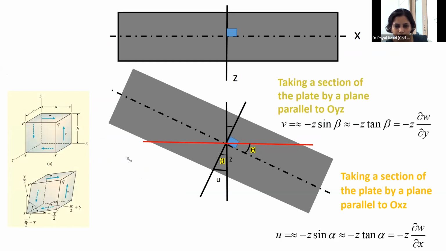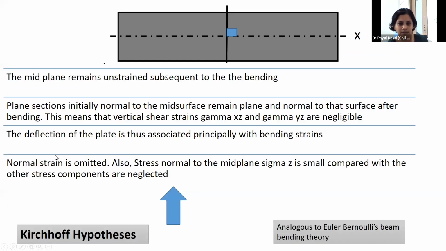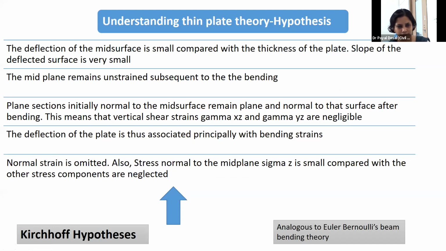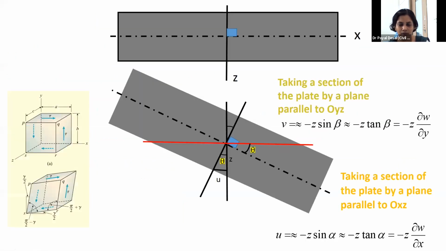So here you can see the meaning of that assumption. Third assumption: plane sections initially normal to the mid surface remain plane and normal to the surface after bending. Suppose I'm having one of the faces of the plate. Basically, if this is a plate and this is the surface I am talking about, there are two surfaces, I mean two planes.